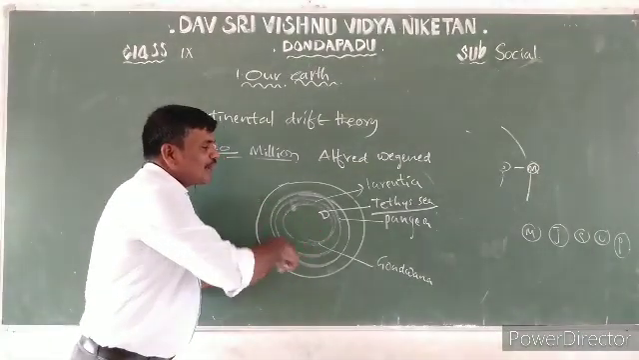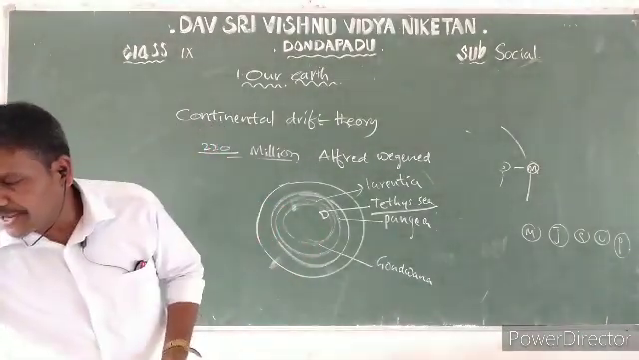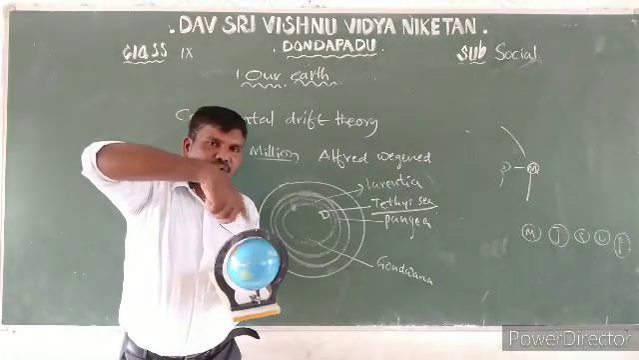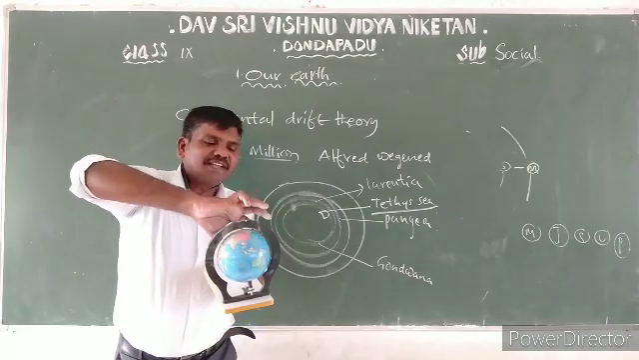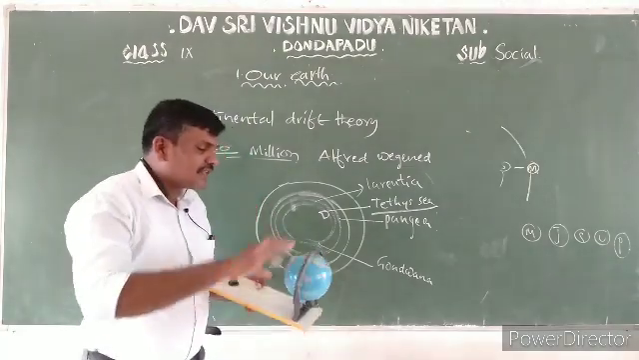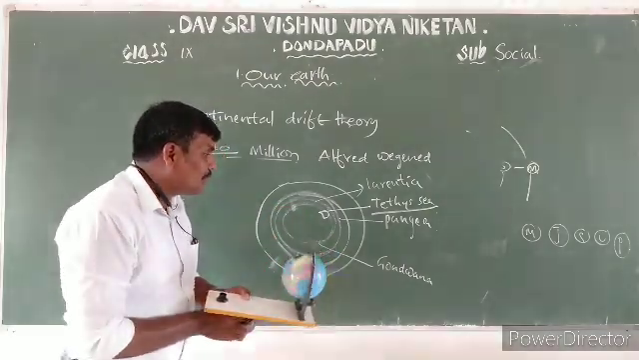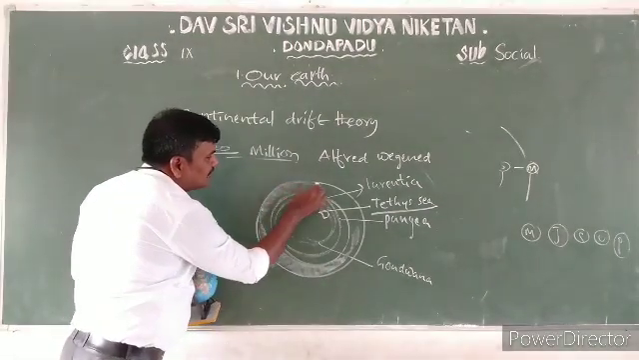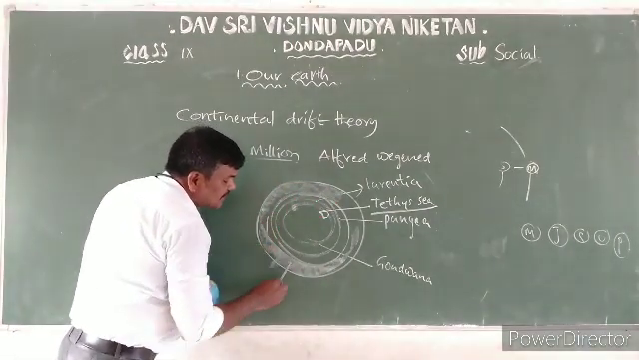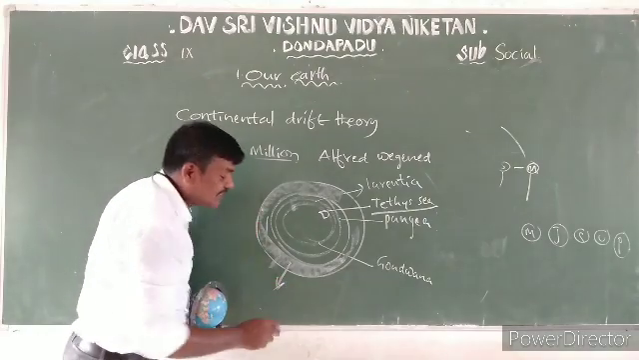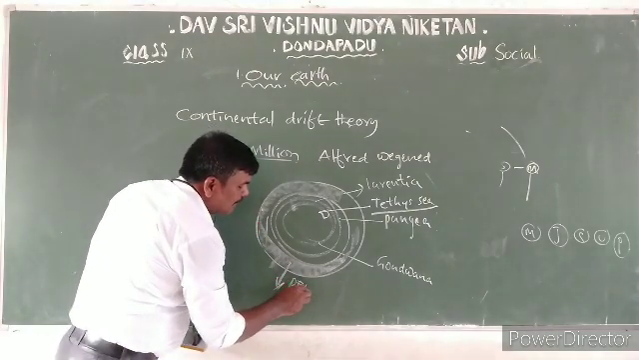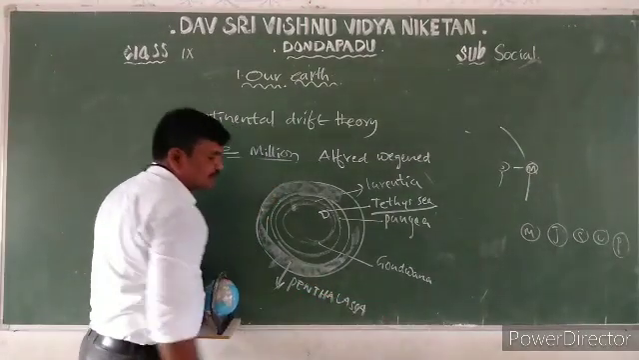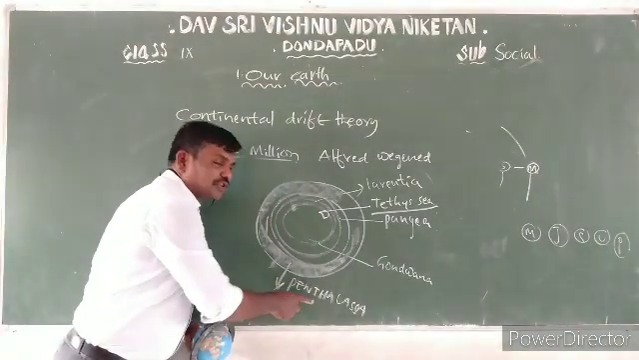So what happened due to earth movement? The earth has two movements: one is rotation, and the other is revolution around the sun. Around this big mass continent there was one great ocean, which is called what? Panthalassa. Around this one, the Panthalassa ocean is there.